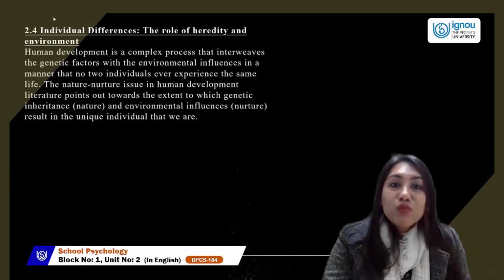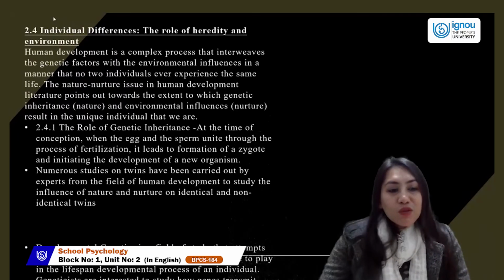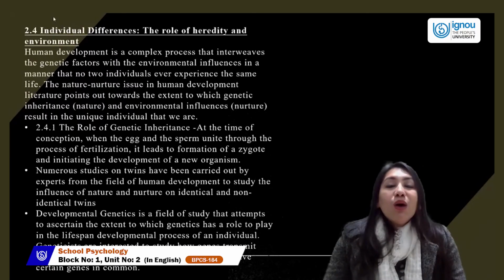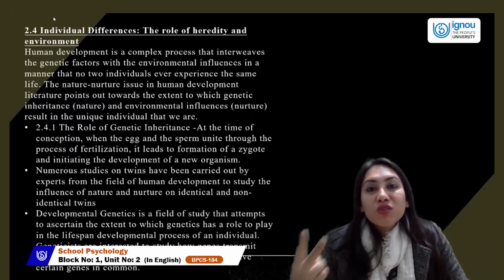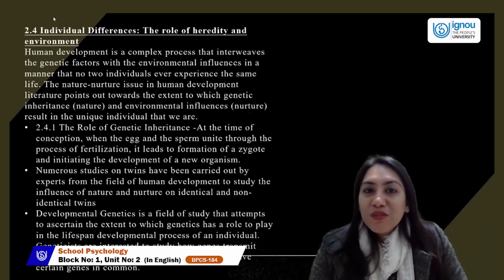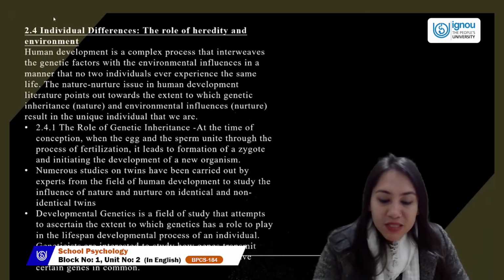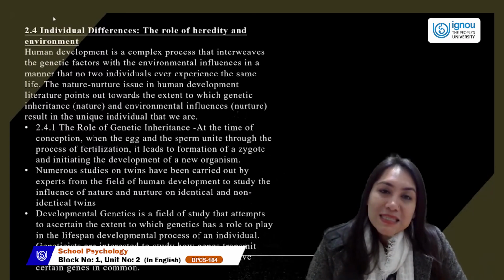Development is equally contextual. Finishes with the principle. Let's move to individual differences. Speaking of this, this will tell us how individual differences happen. Remember, development is impacted by two major factors: heredity and environment, which is nature and nurture, being the first issue that we started and discussed.